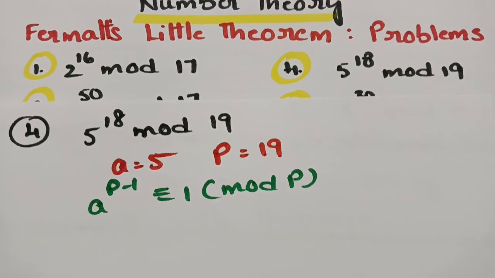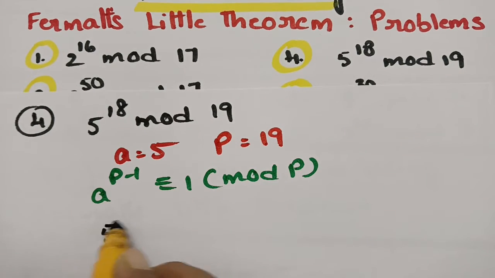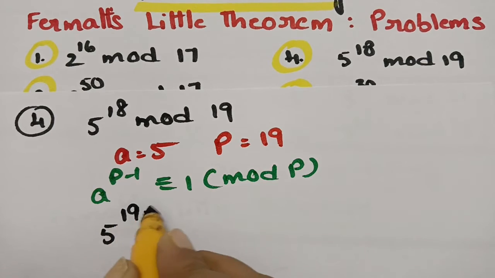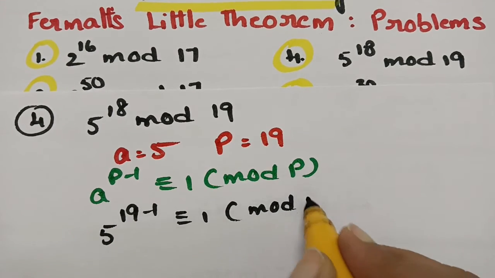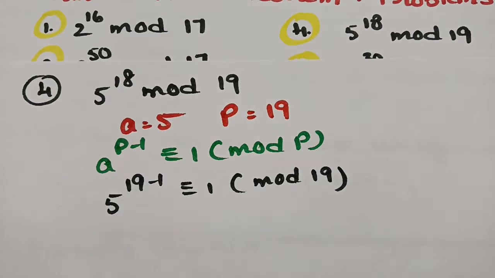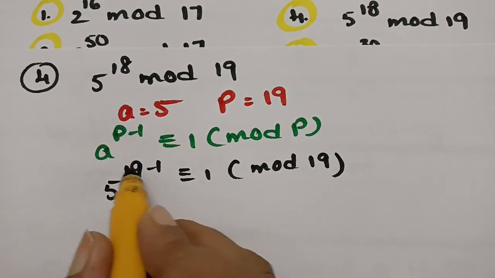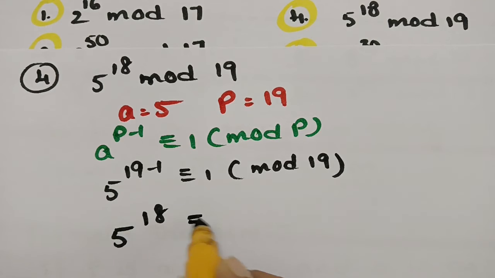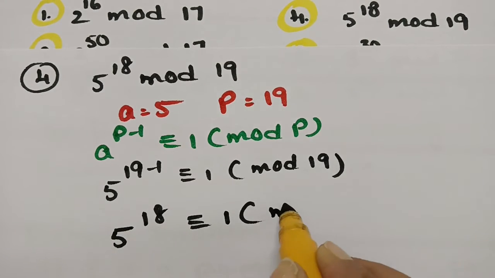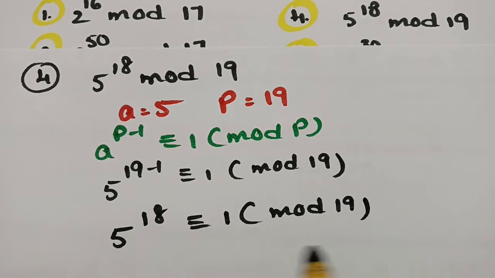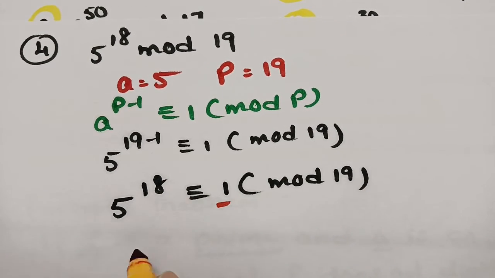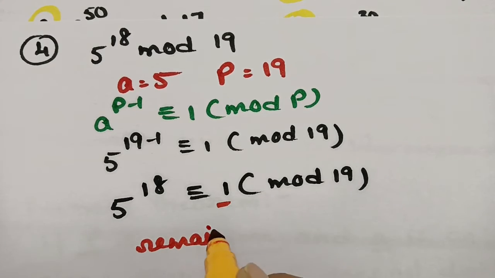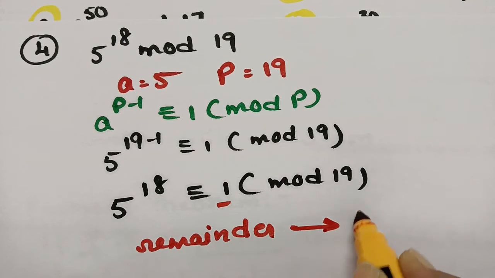If I substitute everything here, this will be 5, and the prime value is 19, so 19 minus 1, that is 18, is congruent to 1 mod 19. So 5 power 18, when divided by 19, gives the remainder value as 1. The remainder value is 1.